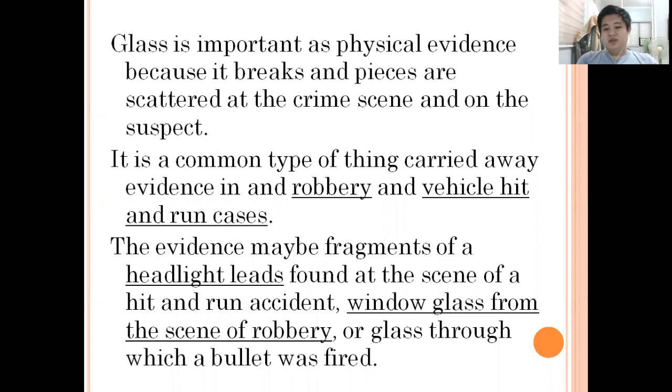When it comes to motor vehicle incidents or hit and run cases, we can examine the glass that is present in the area. And if the vehicle is retrieved, we can also examine the glass of the vehicle in order to see if its components match the glass that was left by the vehicle when it ran from its victim.